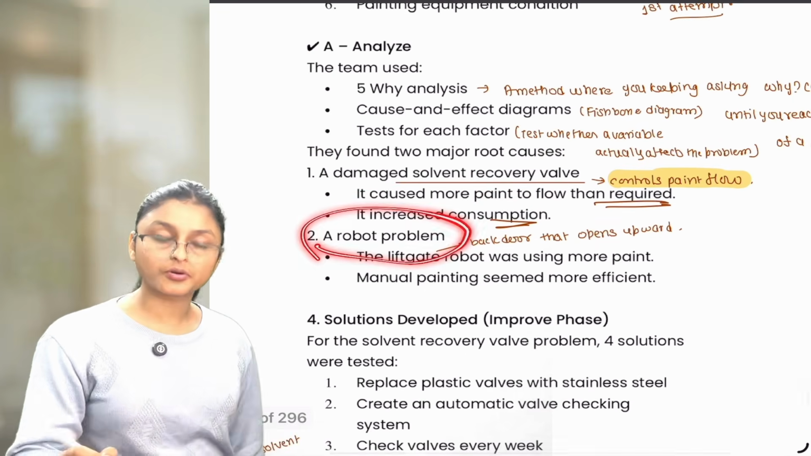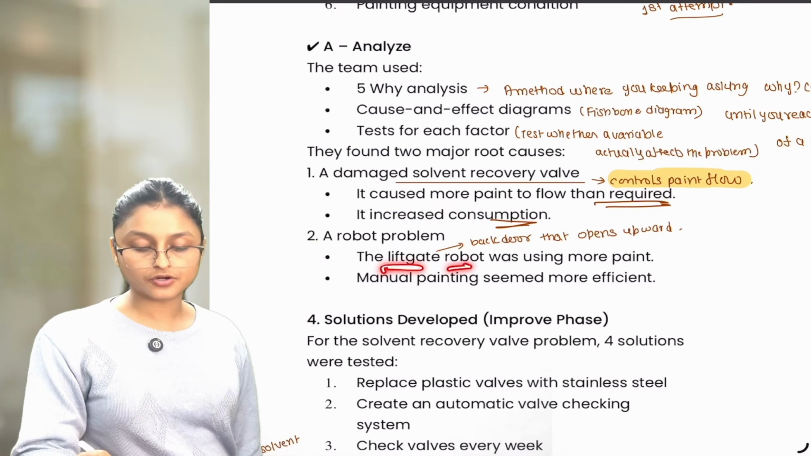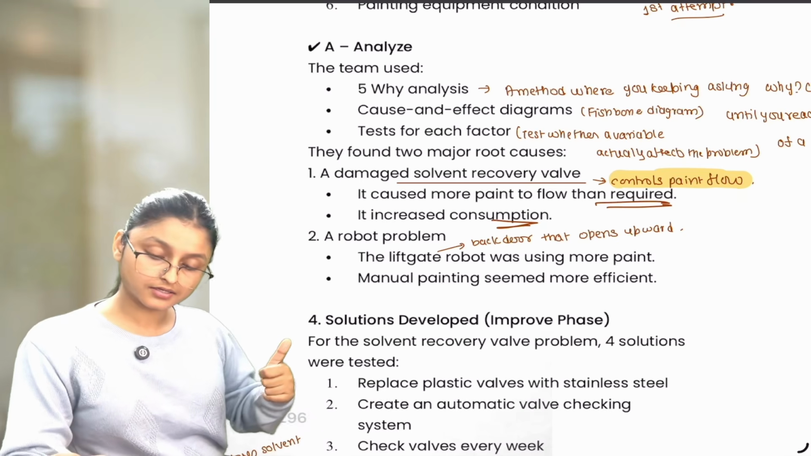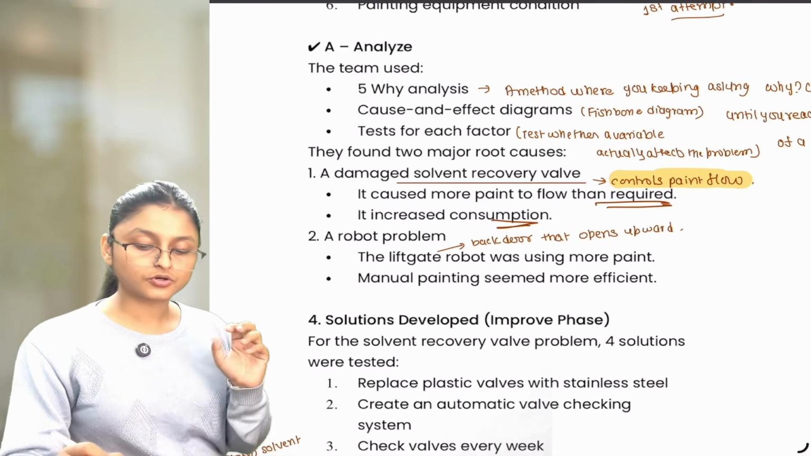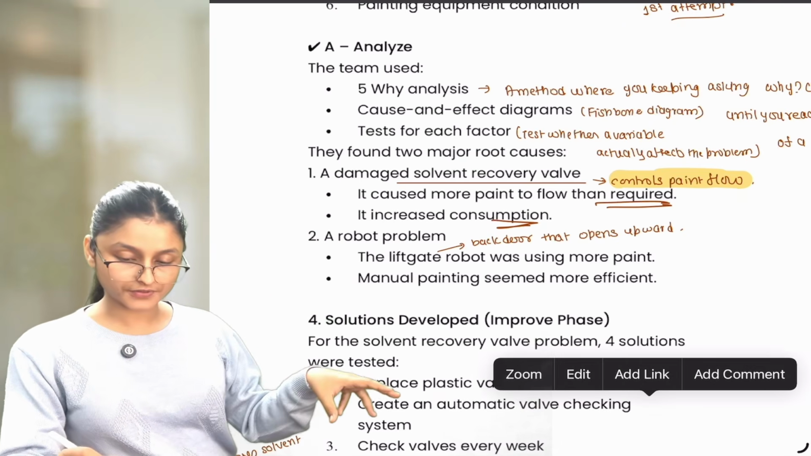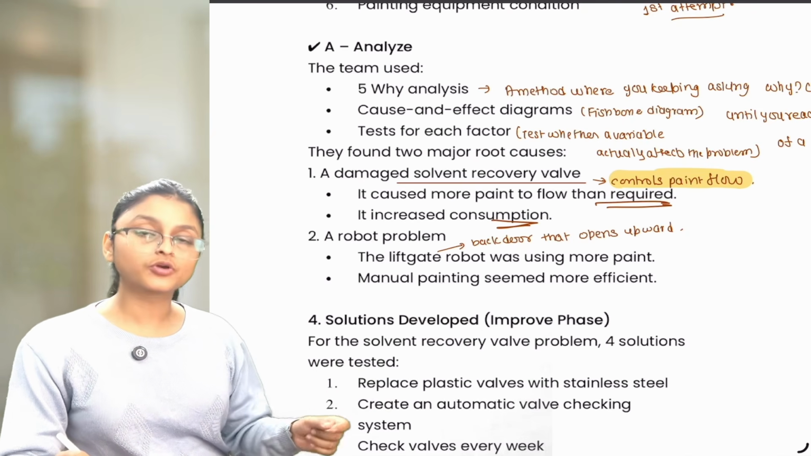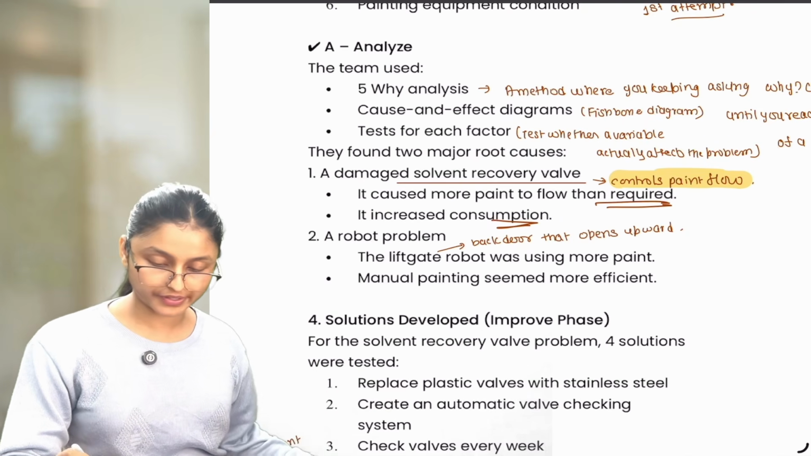Next, a robot problem is also there. So the lift gate robot. What is lift gate? The back door that opens upward in the car, that is known as lift gate. So the robot that is painting that lift gate is actually using a lot of paint. Manual painting is more efficient as compared to using robot there.